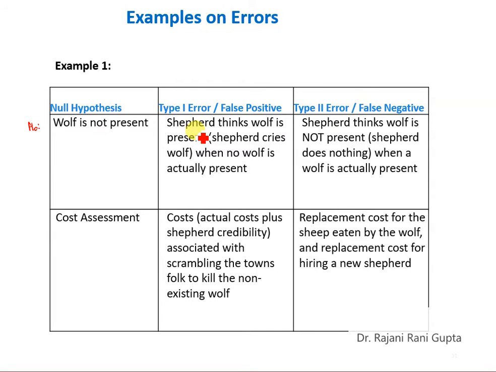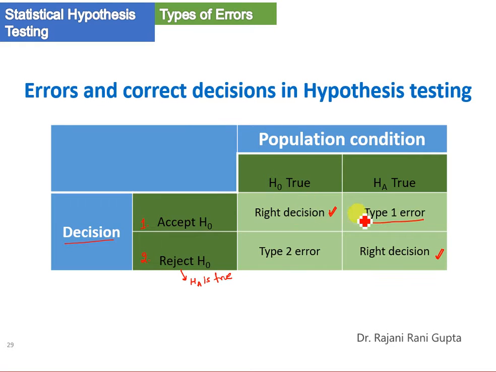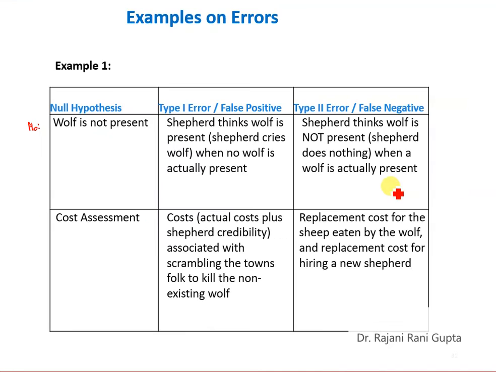Type 1 error stands for accepting HA when H naught is true. If H naught is this, what will be HA? The wolf is present, which is the negation of it. So the shepherd thinks the wolf is present, which is the alternative hypothesis, when actually there is no wolf. So this is called the type 1 error.